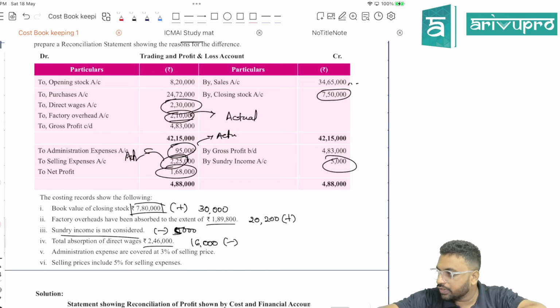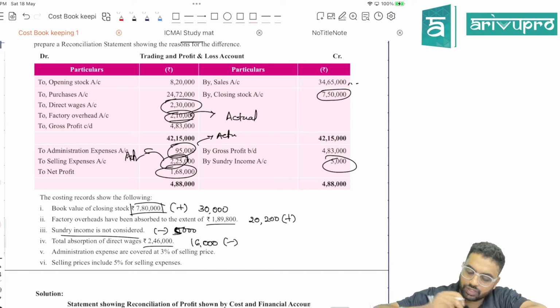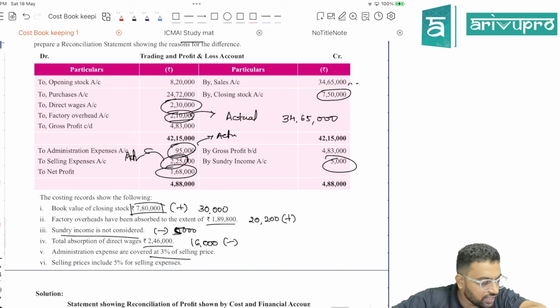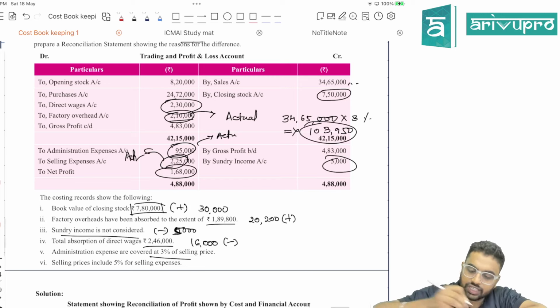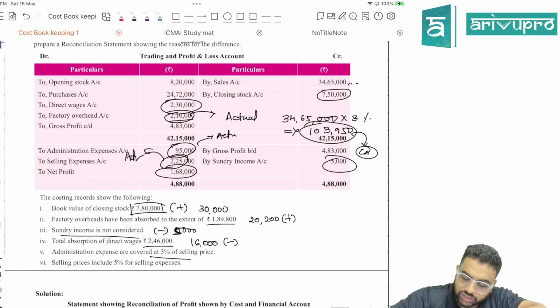Okay, sir. Done. Next what, sir? Administration expenses are covered at 3% of selling price. Sales is how much, sir? 34,65,000. Into 3%, which will come to 103,950. This is my expense as per cost accounts. Whereas, how much I took over here? Here I took only 95,000.